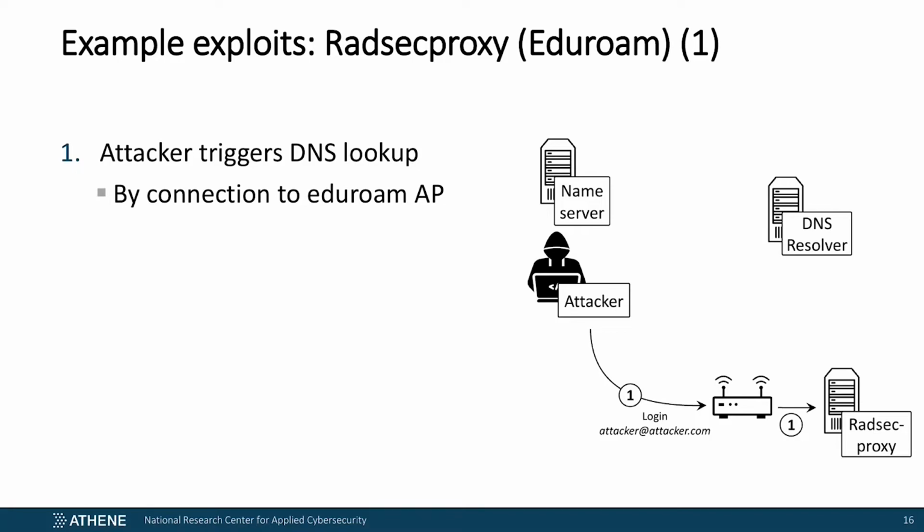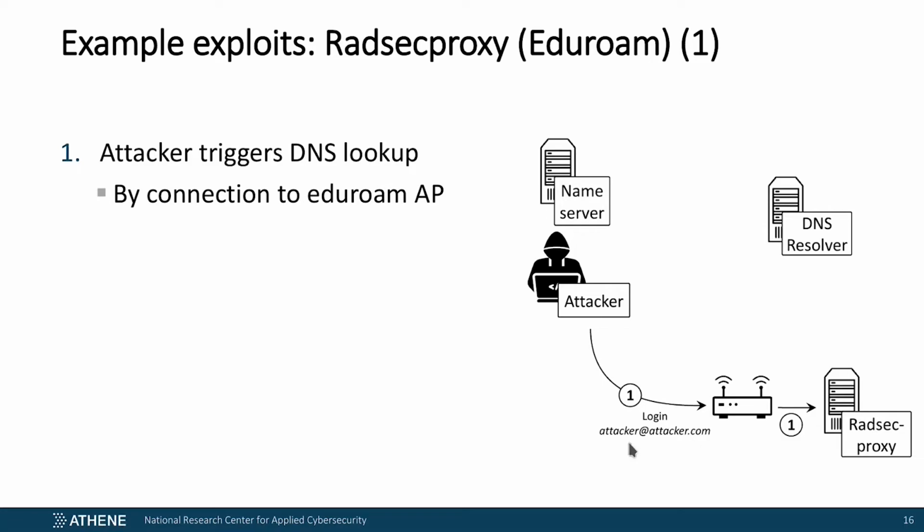So the attack works by the attacker triggering a DNS lookup as always. And in this case, this is by connecting to an eduroam access point at some institution. And essentially how eduroam works is that you have these usernames. As I told you, maybe in the beginning, we had this discussion that DNS can also be used to find responsible servers for a domain. And as you probably know, since you're academic researchers, in eduroam, you have these usernames, which are just like normal email addresses.